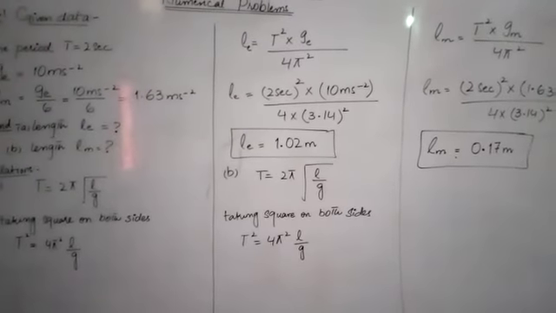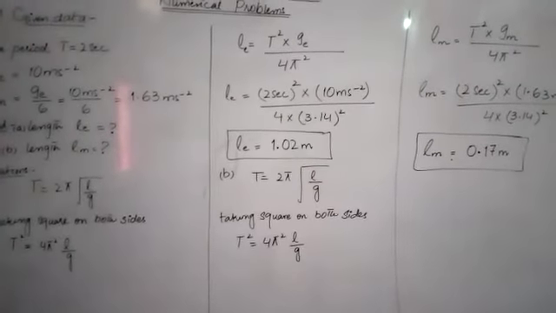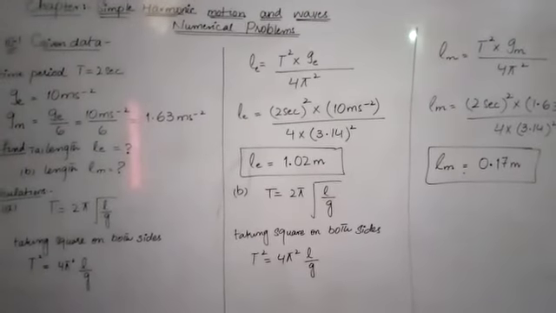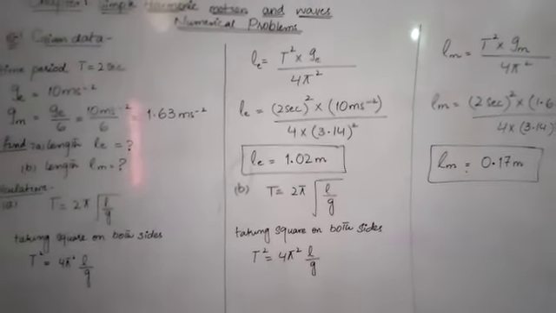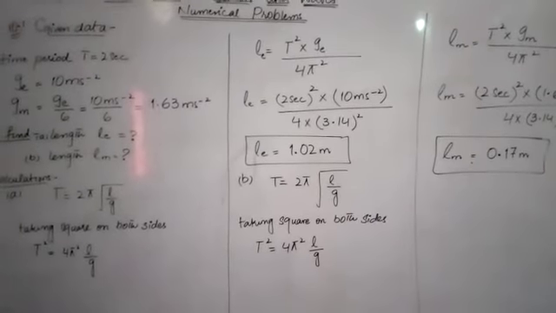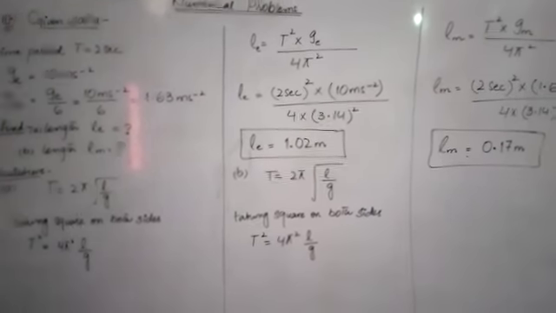We have to put the values over here. 2 second time period, 10 meter per second square gravitational acceleration, 4 is the constant and 3.14 is the value of pi. We solve these values and get the result 1.02 meter, the length on earth.